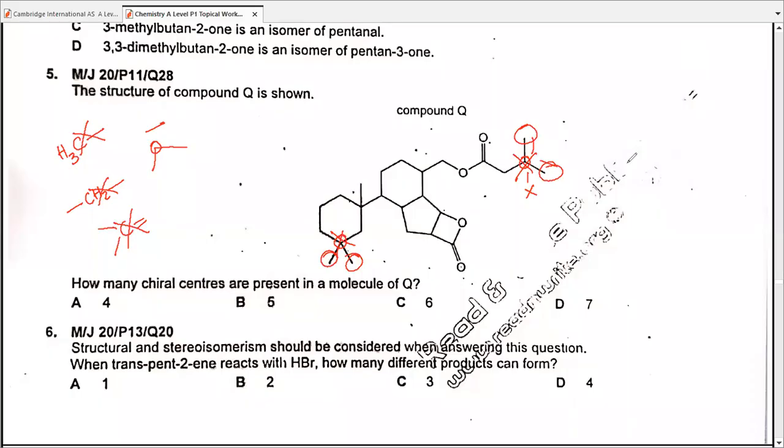Indicate the wrong options, and then we can come up with the answer. So go ahead. I want you to work around this molecule and think which of these choices, A, B, C, or D, would be correct. How many chiral centers are present over there actually? Take your time.